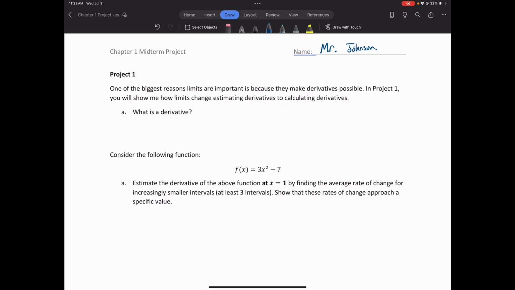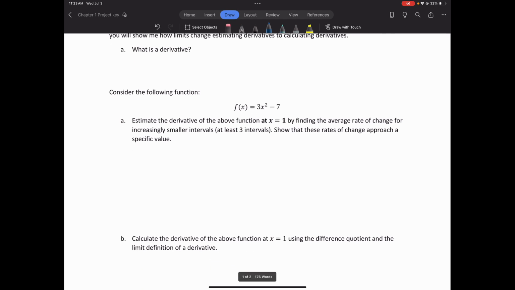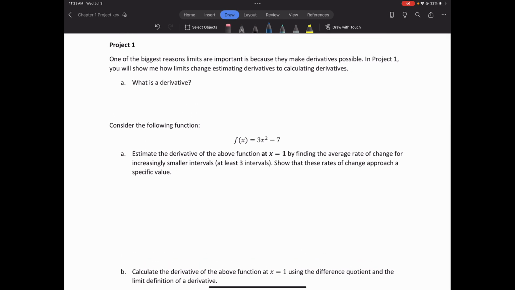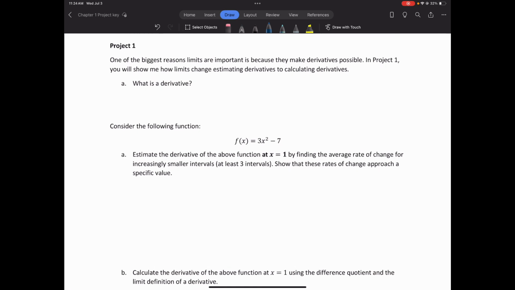For this video, I just wanted to walk you through this Chapter 1 project that you guys just finished up. I graded it. Your grades are now posted. So I wanted to show you what I was looking for with these two different projects in each of their parts. So hopefully it can answer some questions you maybe had. And if you still have questions, please feel free to reach out.